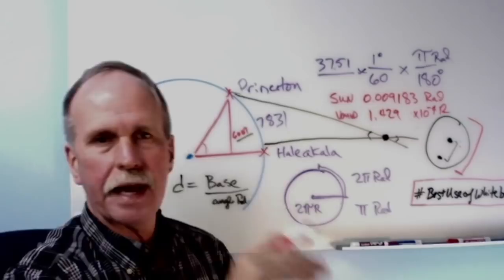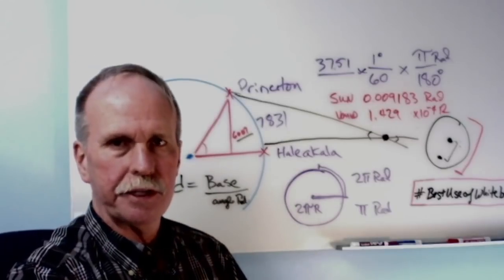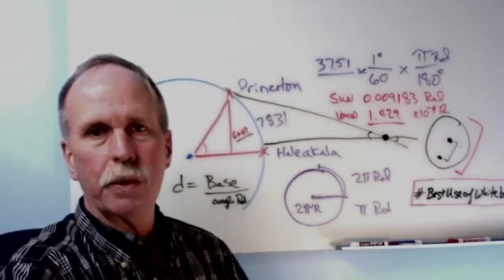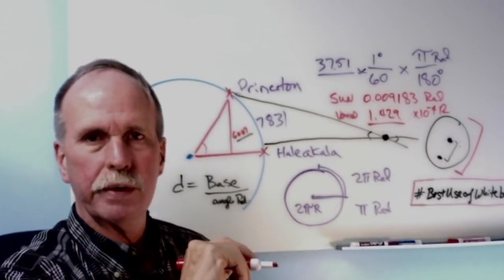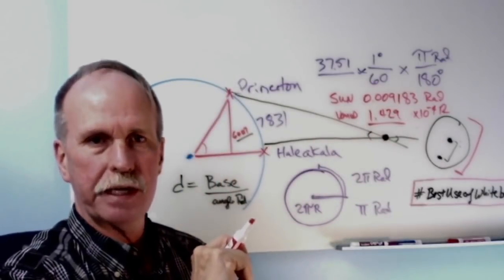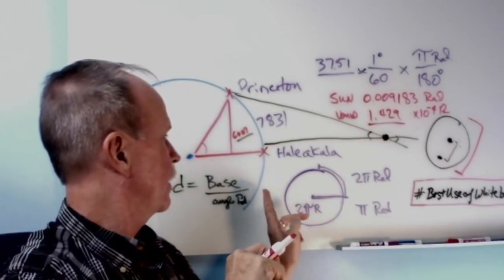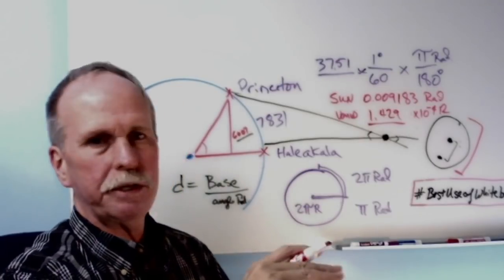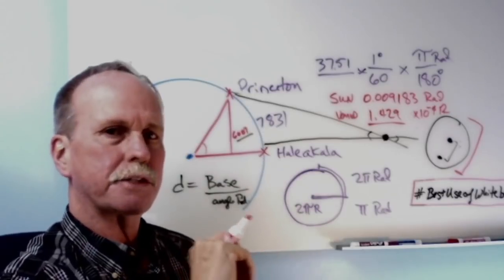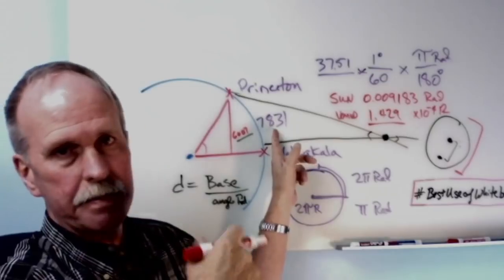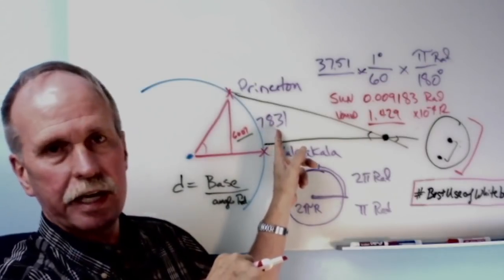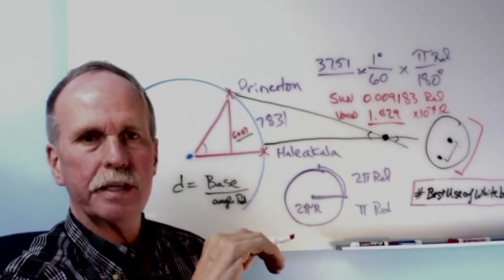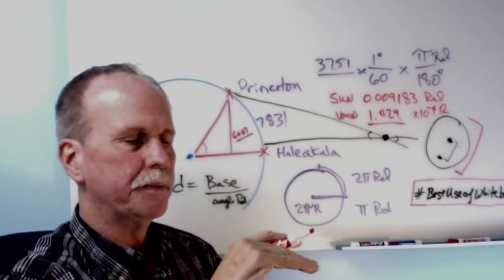Well, now we've got one more calculation that we have to do. So this is an important calculation right here. 1.429 times 10 to the negative 4 radians is the parallax of Venus. Now what we have to do is figure out the base of that triangle. Well, how do we do that? The distance between the two observer locations, by my measurement, is 7,831 kilometers.